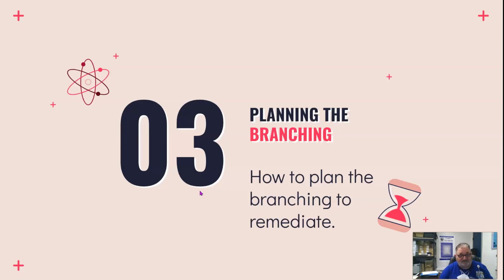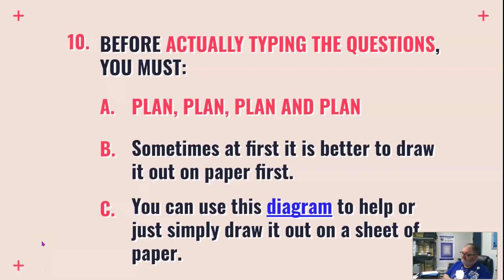Now we're ready to start working on planning our branching. Before actually typing the questions, you must plan, and plan. Sometimes it's best to draw it out on paper first. When you first start doing this and you're getting used to it, it's a good idea to write them out or diagram it so that I can grasp where I want them to go, depending on their answer. Okay? You can use this diagram, which you'll see on the next slide. This is a link to the diagram itself.